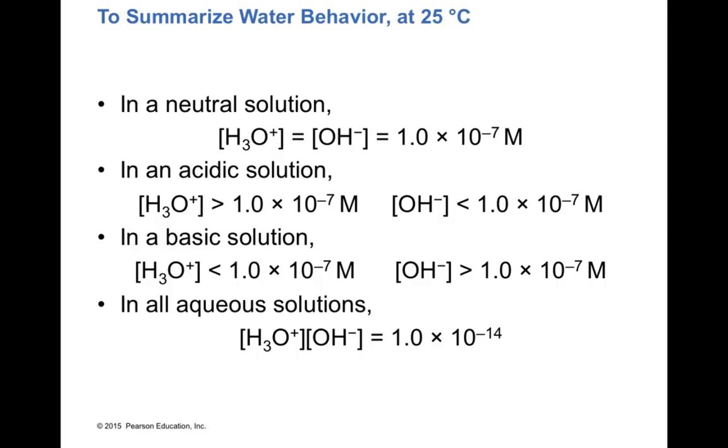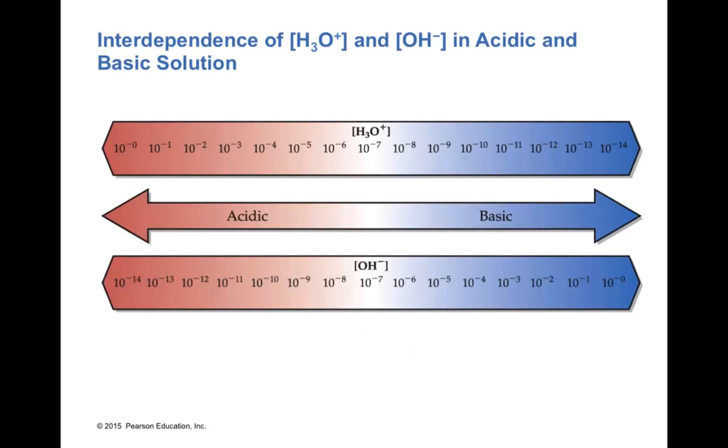So, in other words, we can determine the acidity or the basicity of a solution by looking at the concentration of H3O. If the concentration of H3O is increasing, the solution is going to be acidic. If the concentration of H3O is decreasing, it's going to be basic.